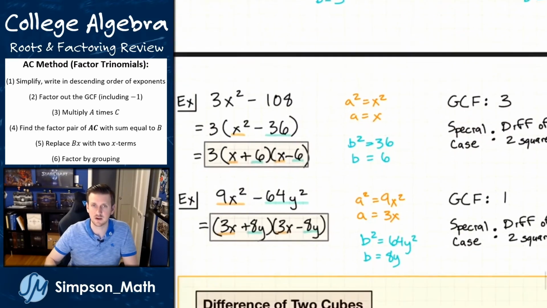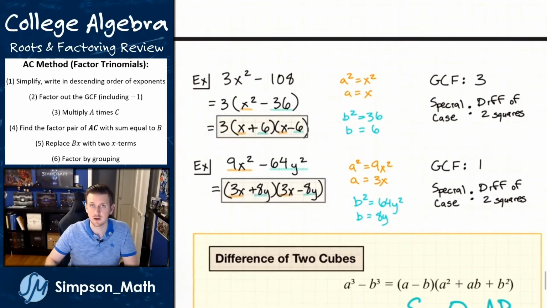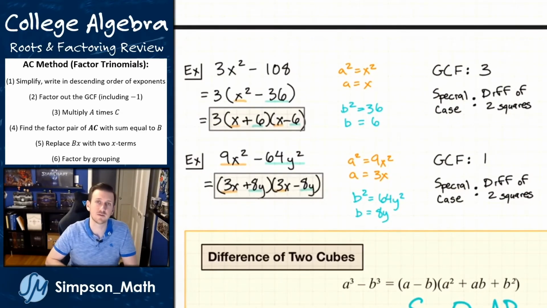Let's do two that you haven't seen. If I look at this first one, you're like, well, 3 and 108, those aren't perfect squares. You're right, they're not. But don't forget about GCFs. You still have to factor out GCFs. GCF is the first step for all factoring. So factor out the GCF of 3, and now I have x squared minus 36.